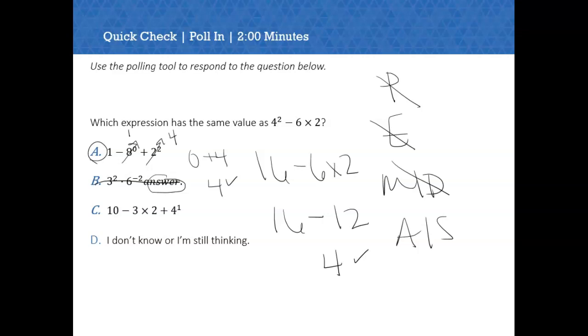Let's just work on C just for practice. The first thing we need to do would be the exponent. 4 to the first power is just 4. Then we do multiplication, so 10 minus 6 plus 4. Addition and subtraction go left to right. So we do the subtraction first because it comes first. Keep that in mind for multiplication, division, addition, subtraction. They happen left to right. So 10 minus 6 is 4. So we have 4 plus 4, which is 8.